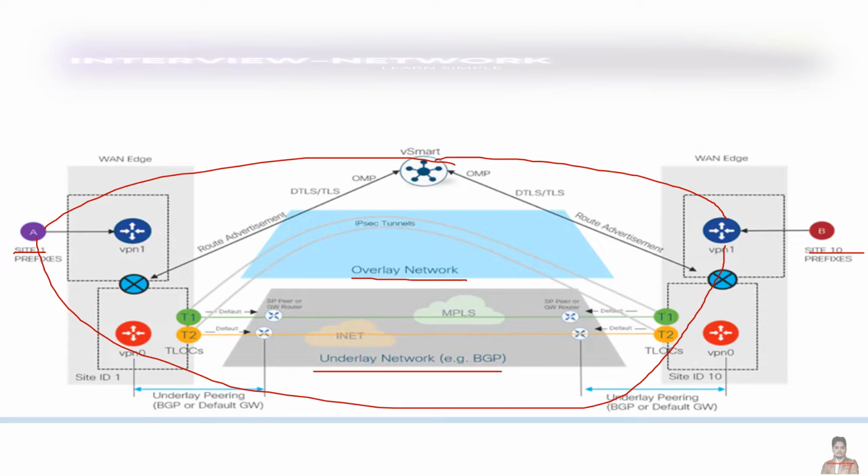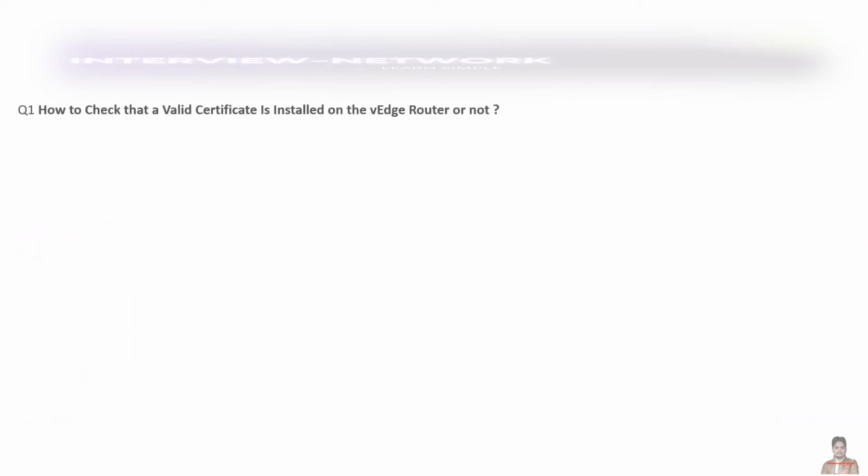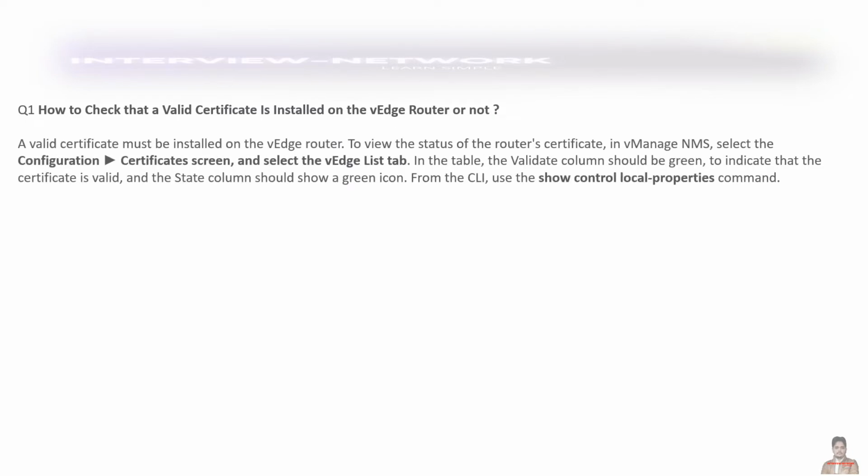Number one question that normally occurs here is: how to check that a valid certificate is installed on the vEdge router or not. A valid certificate must be installed on the vEdge router. To view the status of the router certificate in vManage NMS, select Configuration, go to the Certificate screen, and select the vEdge List tab.